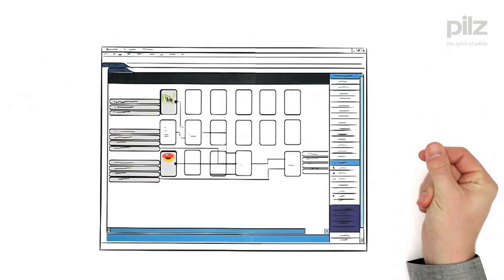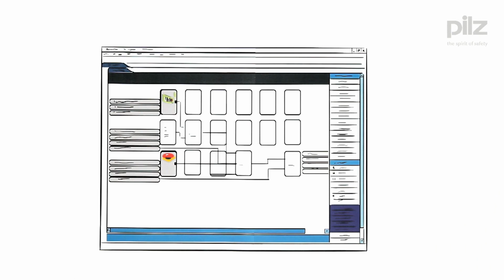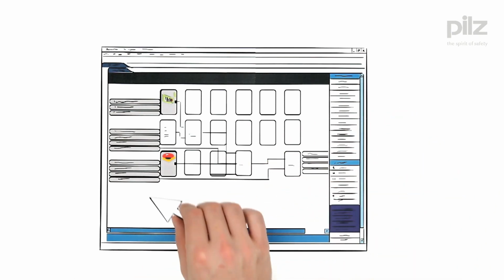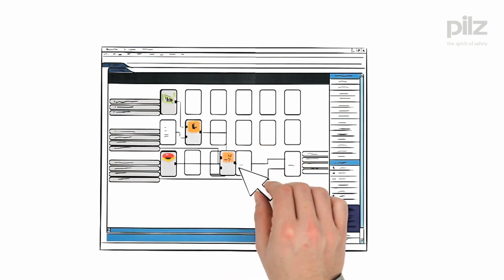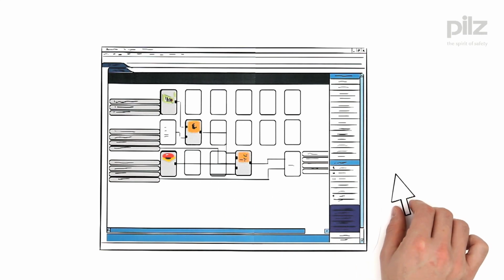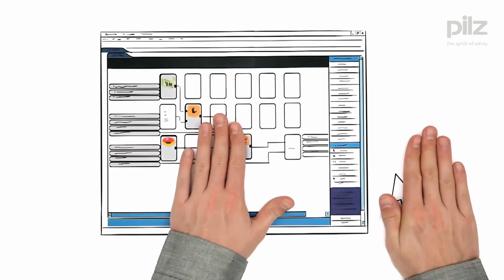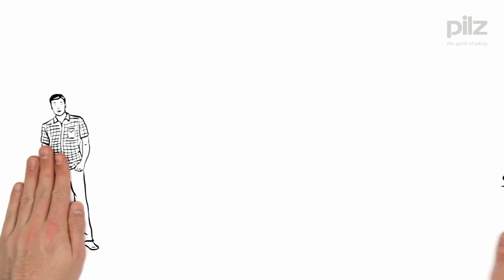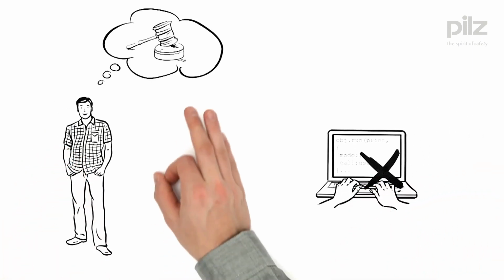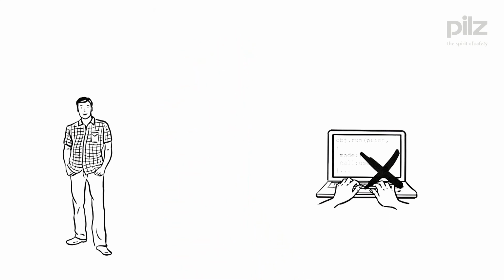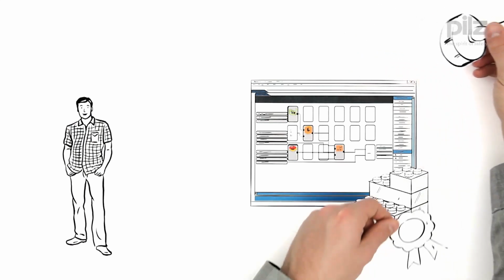Creating the safety functions is as easy as play with the PNOZmulti configurator. Look, Mr. In Charge, at how clear the software is. Simply select the functions from the library and put them together. Wired, just using the mouse. Mr. In Charge doesn't need to program them himself, and he doesn't need to worry about liability, because the building blocks of the PNOZmulti configurator are TÜV tested and certified.